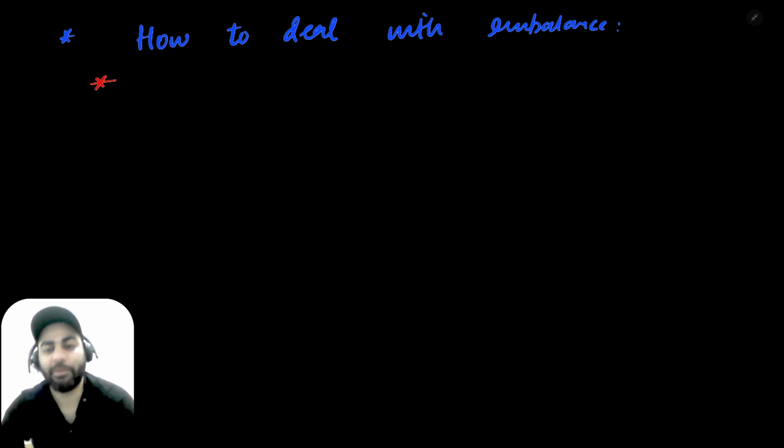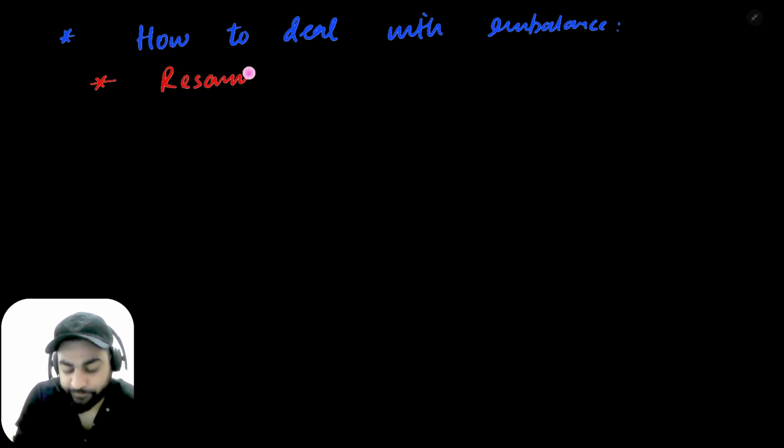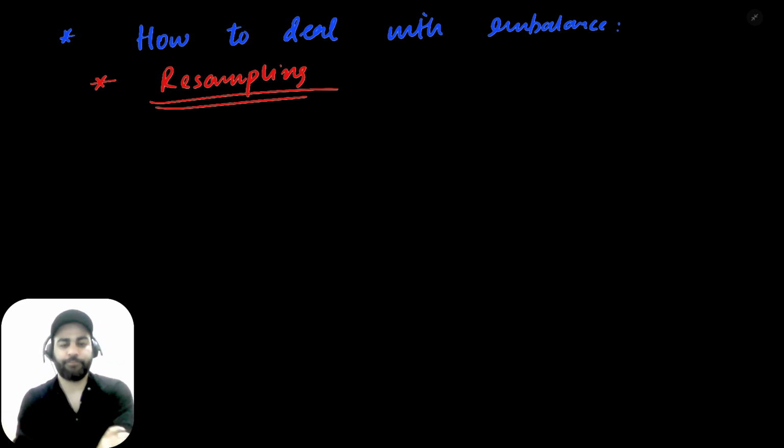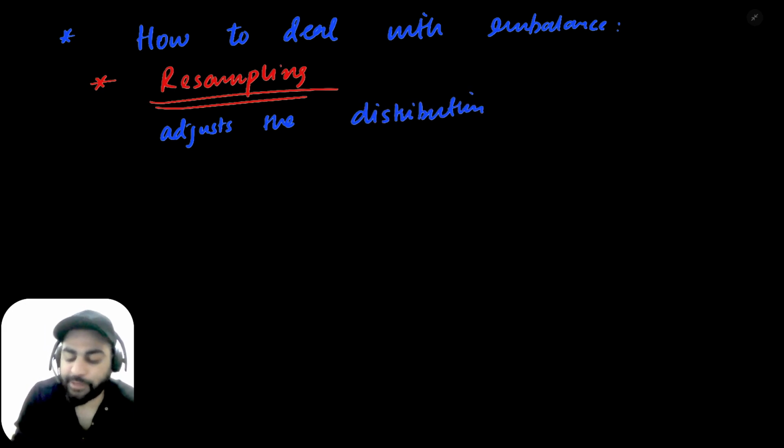Why? Because they are so fundamental, and whenever you do anything in machine learning, you will use these sort of things. The first technique to deal with imbalance is called resampling. This is the first technique that we'll learn about. So what is resampling? Resampling basically adjusts the class distribution, or maybe adjusts the distribution of samples for each class.